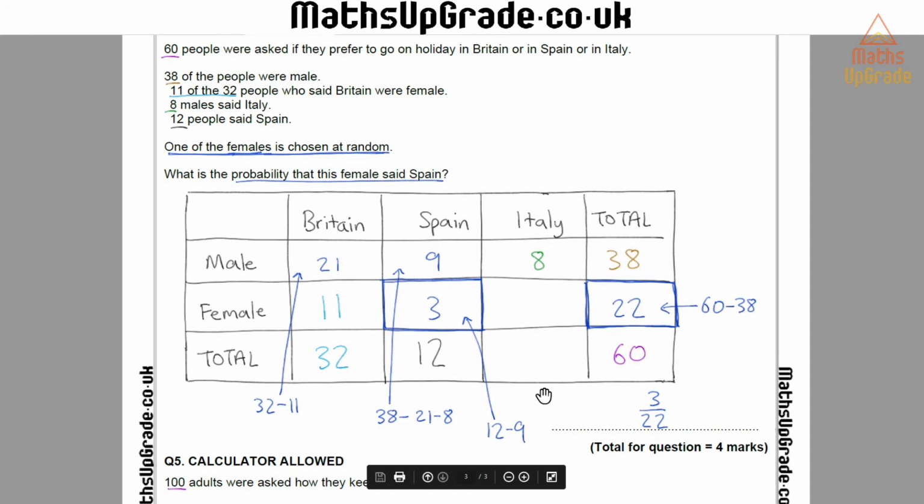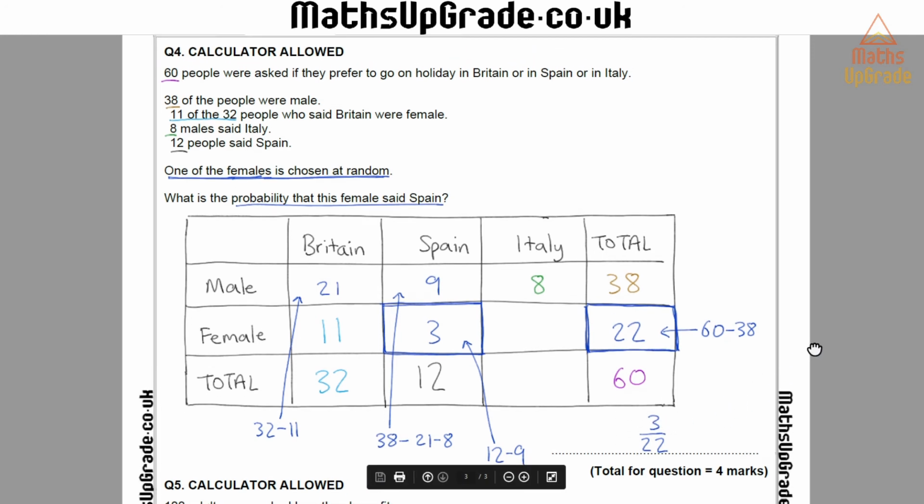So the probability that if a female is chosen, there are 22 females altogether, and the probability she said Spain: 3 of them said Spain, so 3 females said Spain out of 22 altogether, 3 over 22. Can you cancel that? No, you can't cancel it, so that's your final answer, and that's 4 marks.